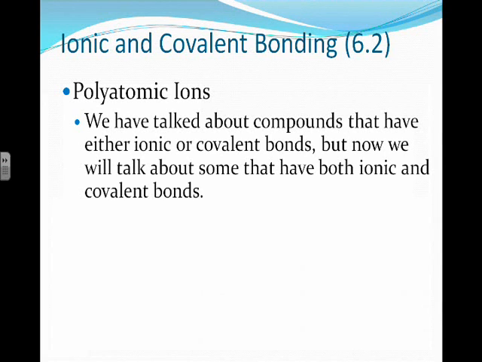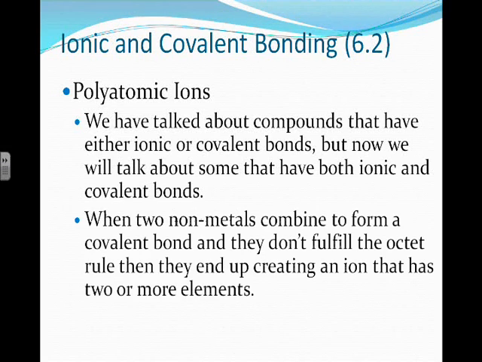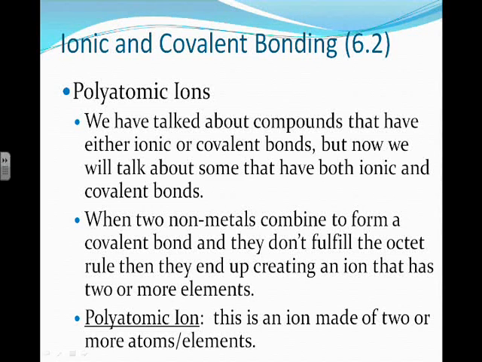We've talked about compounds that have either ionic or covalent bonds, but now we're going to talk about some that have both ionic and covalent. When two nonmetals combine in a covalent bond, and they don't fulfill the octet rule, then they also end up creating an ion that has two or more elements in it. This is called a polyatomic ion. The official definition for polyatomic ion is an ion made of two or more atoms or elements.